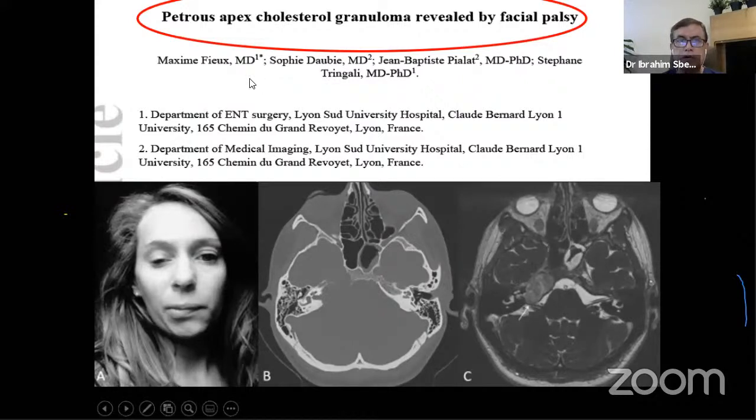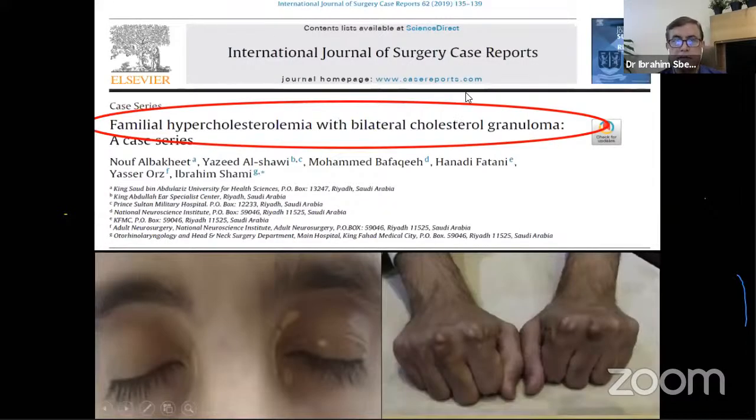This is one paper showing this facial nerve presentation in this lady. This is from Lyon, France. Another interesting paper shows cholesterol granuloma in a family with familial hypercholesterolemia. So hypercholesterolemia in the blood may be associated with bilateral cholesterol granuloma. Not necessarily, but this is something to look at.